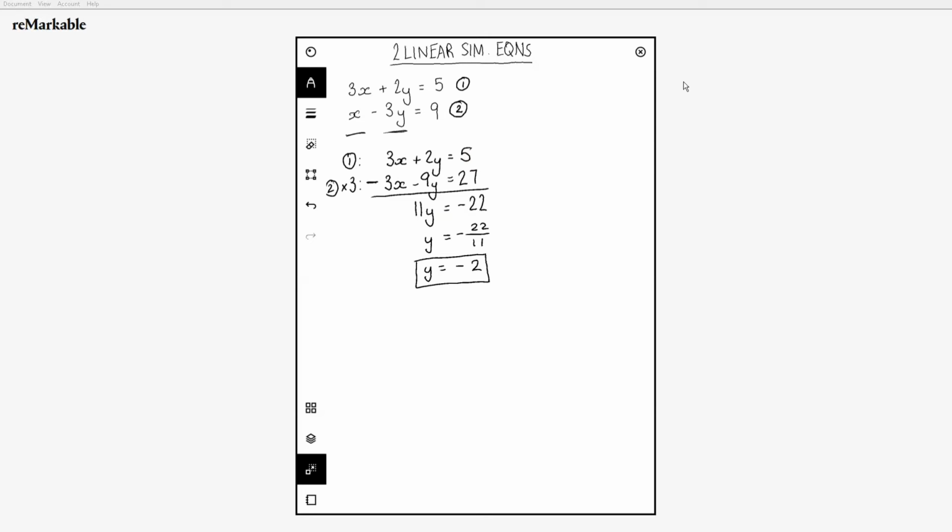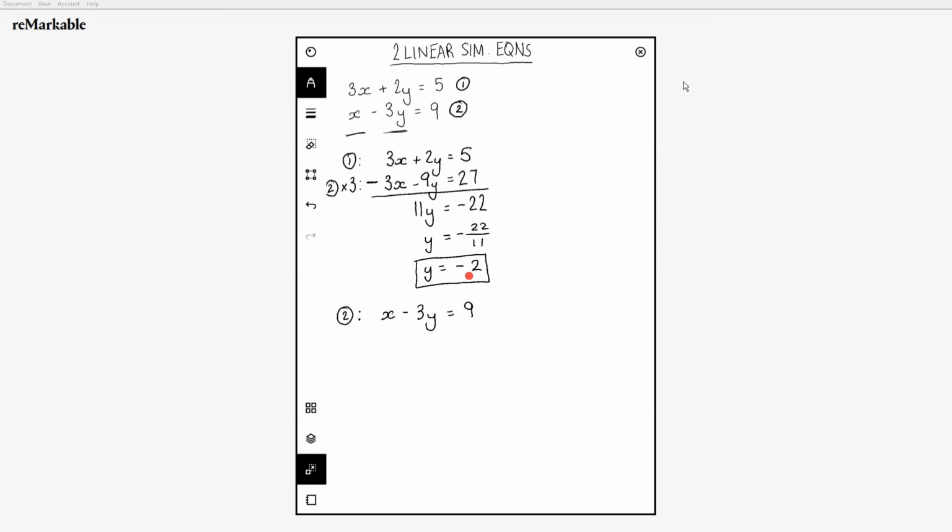I always put a box around my answer just so I can see where it is clearly in my working out, and maybe go and put it in somewhere else later on if there's a space for it at the bottom of the page. Now we've got a y value, so we just put that back into one of our equations to find the x value. I'm going to choose equation 2 just because x is simpler than 3x, but you can do whichever equation you want. So x minus 3y equals 9.